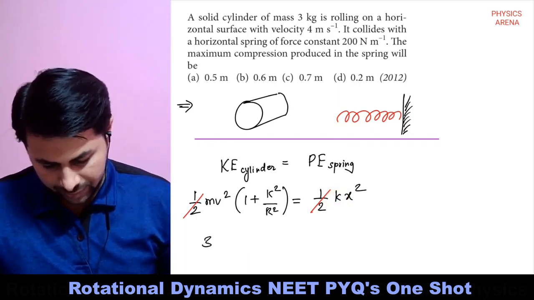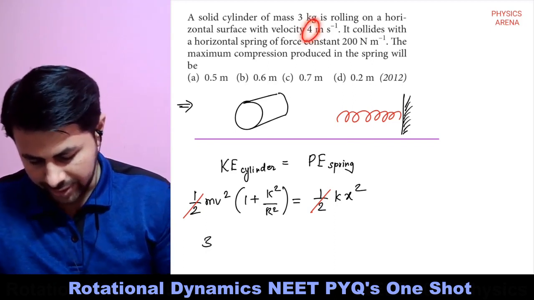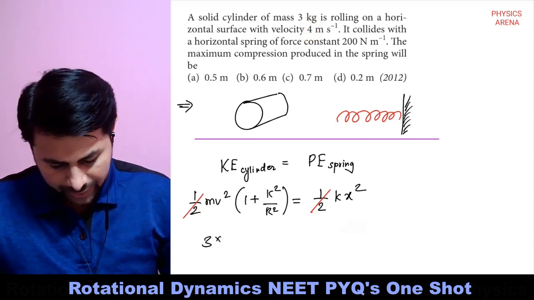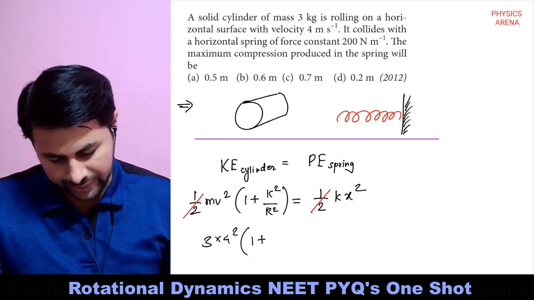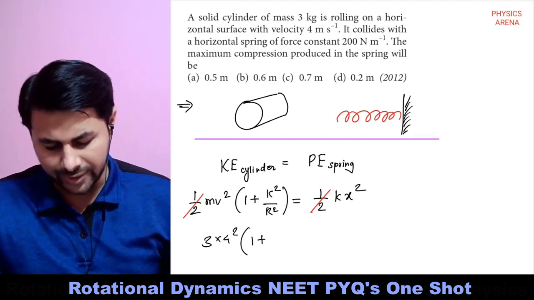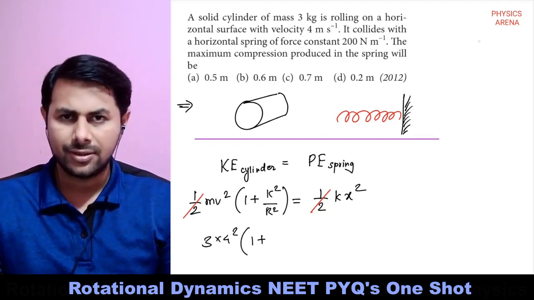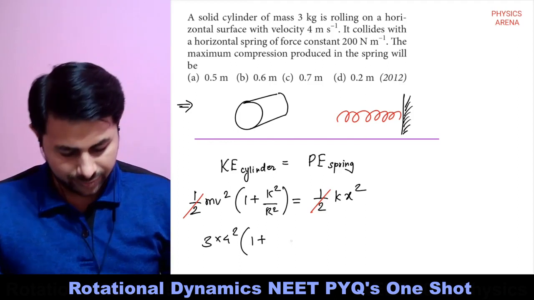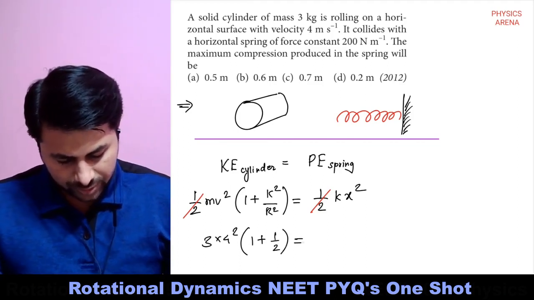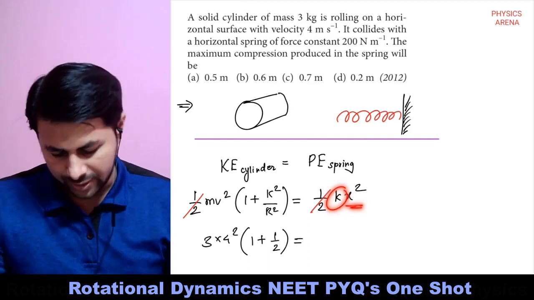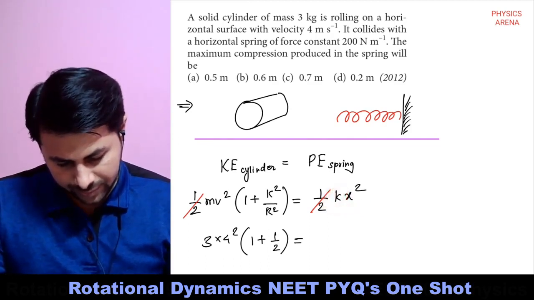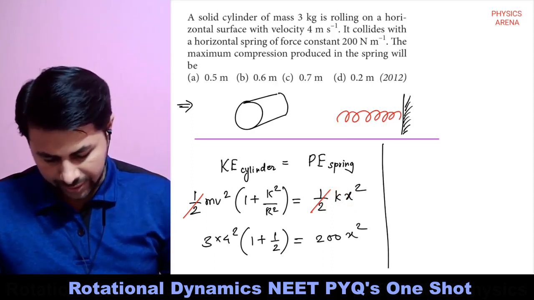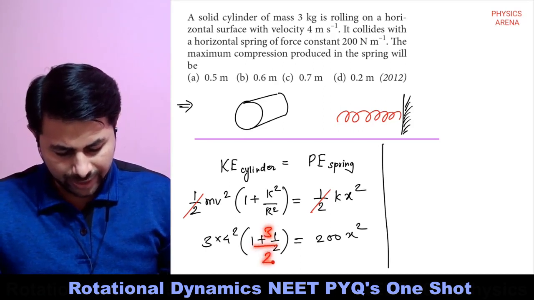Mass is 3 kg. Okay, velocity is 4 meters per second. So 3 multiplied by 4 square multiplied by 1 plus k square by r square. So it is solid cylinder. How much is k for solid cylinder? It is 1 by root 2, right? So k square upon r square will be 1 upon 2. Okay, so 1 upon 2. This is equal to k times x square. So how much is k? k is 200, right? 200 times x square. So this is 1 plus 1 by 2, 3 by 2.